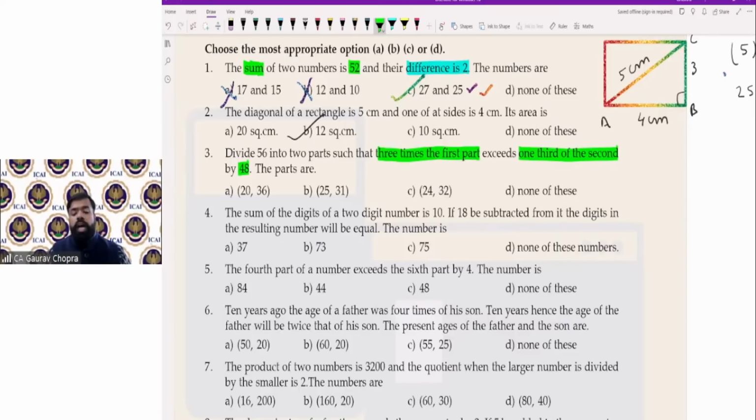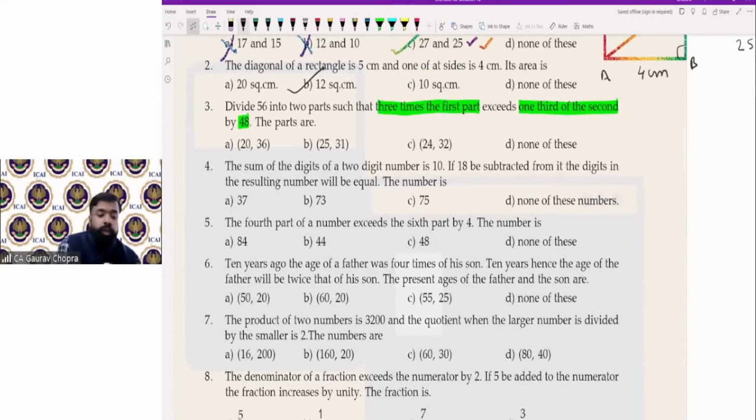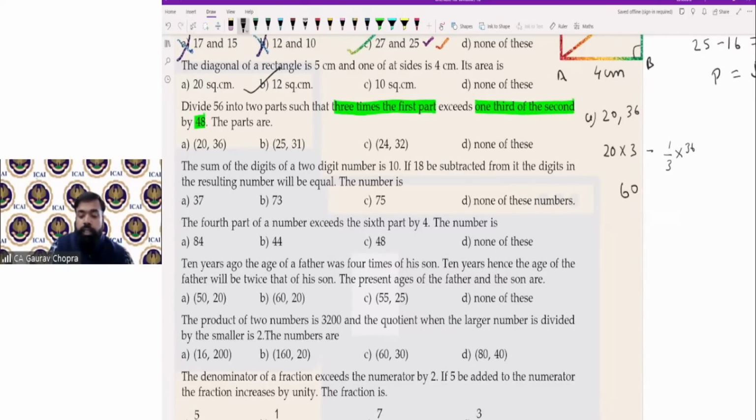So how you will solve such kind of question? Again, by using options. 3 times of first part. Let's try option number A. Option number A is 20, 36. 3 times of first portion. So 20 into 3. And 1/3 of second part. Now the difference should come as 48. Let's check. 60 minus 12. Yes, it is 48. Condition is verified. Therefore, option number A is correct.